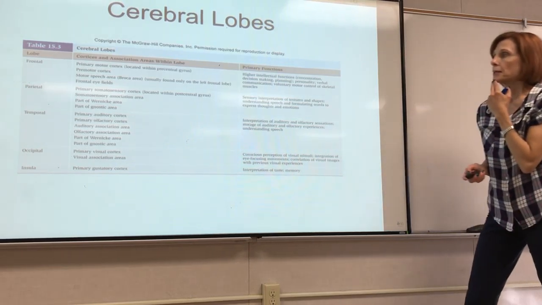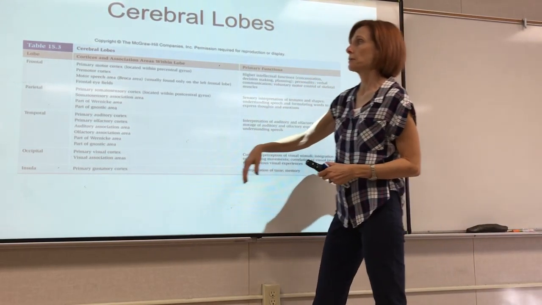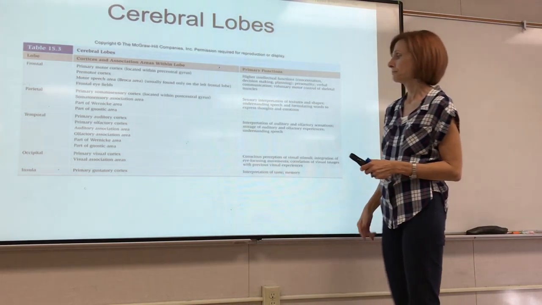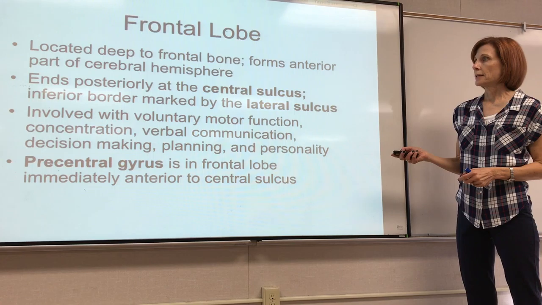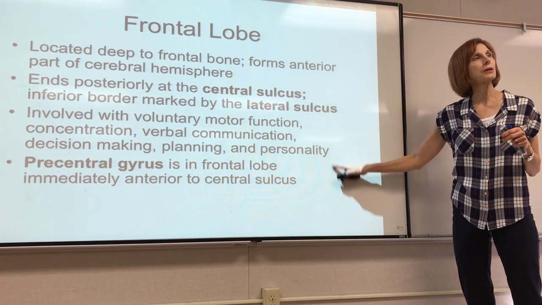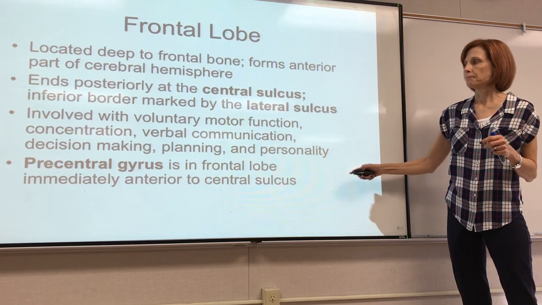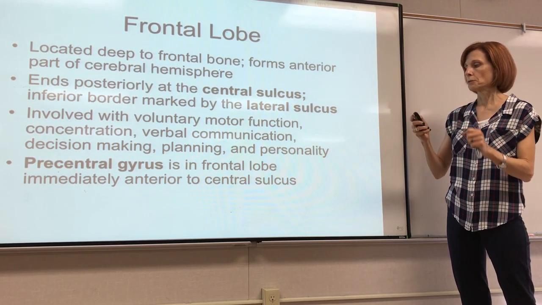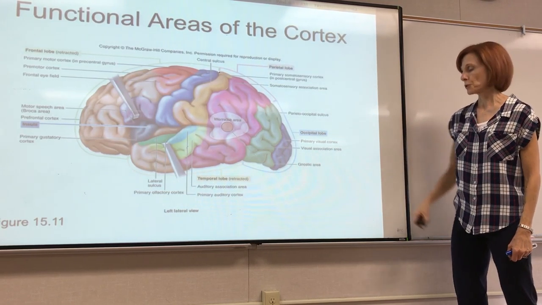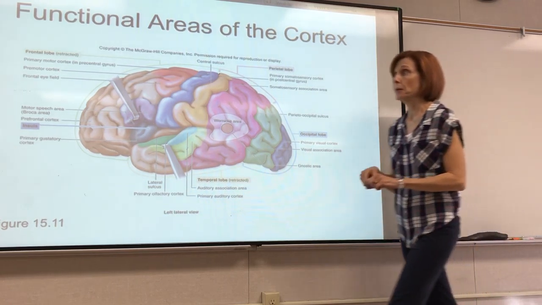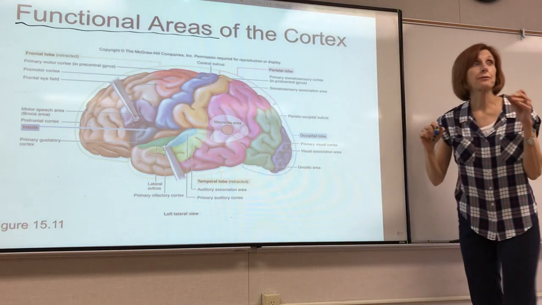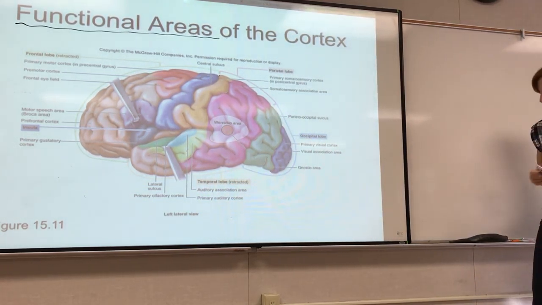Okay, so this is just a list of the different lobes. This tells you the different functions that are located there. And this is just an overview of each of these lobes. You guys can read through these yourselves, okay? Just a little bit of an overview. But let's go to these functional areas. Okay, so these are called functional areas of the cortex because they're named after their function.